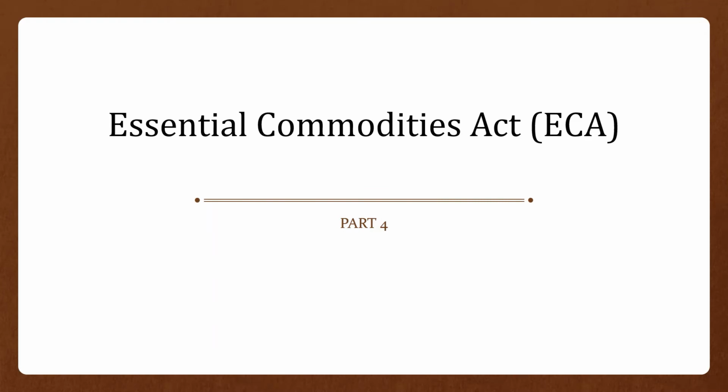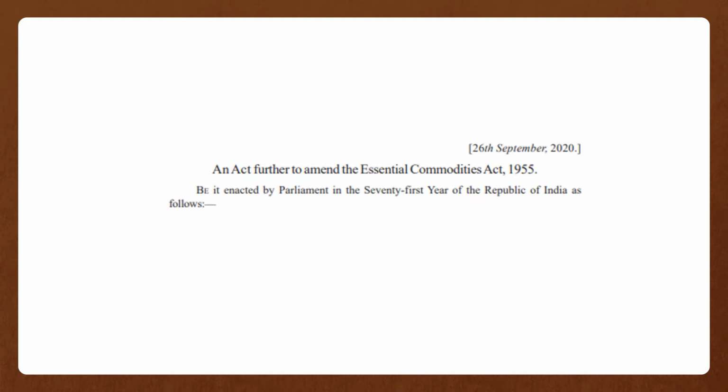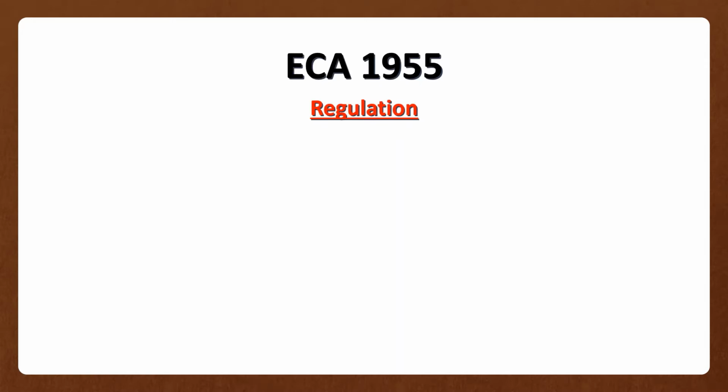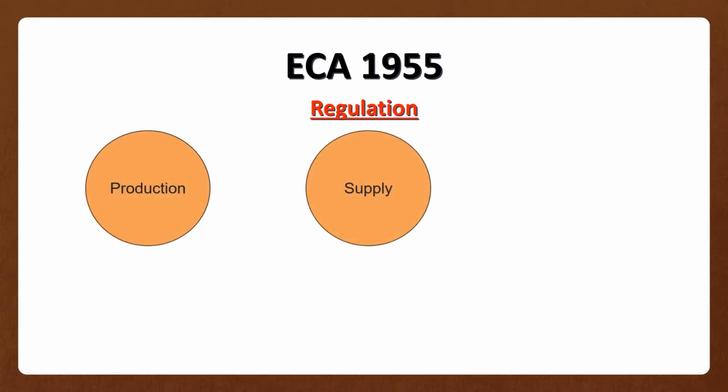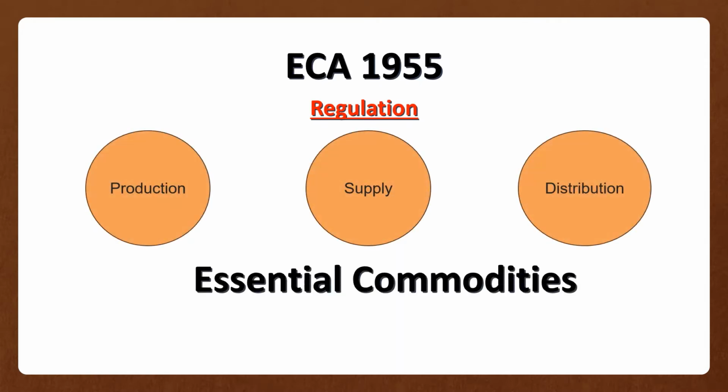In this video, we'll be discussing the Essential Commodities Act, which is the third bill. It is not a new act, but an amendment of an existing act. The Essential Commodities Act was established in 1955 to ensure government regulation of the production, supply, and distribution of the essential commodities to make them available to the consumer at a fair price.